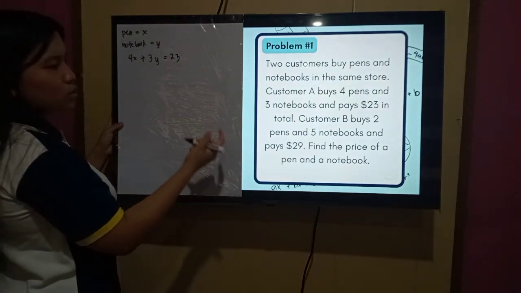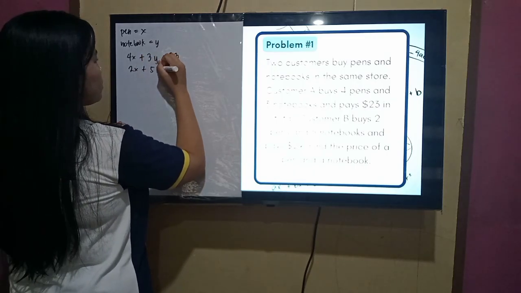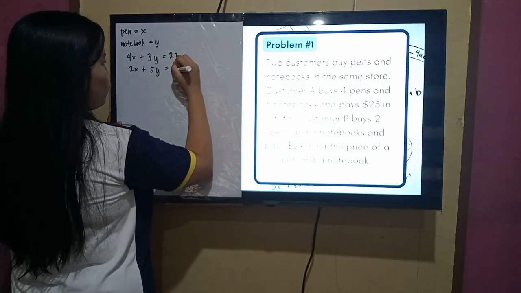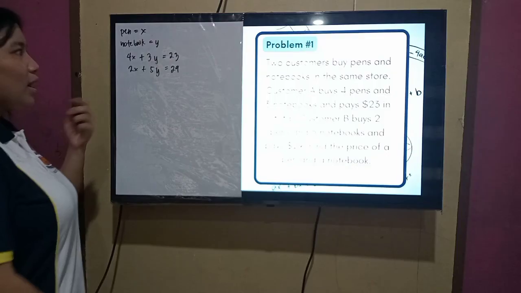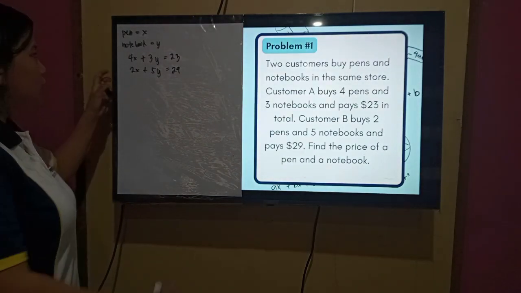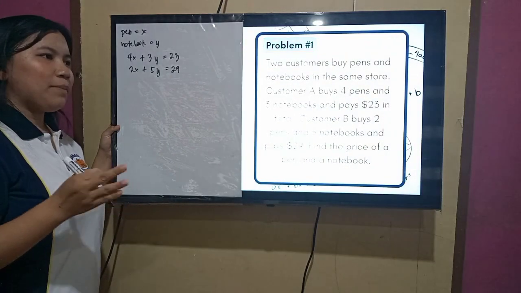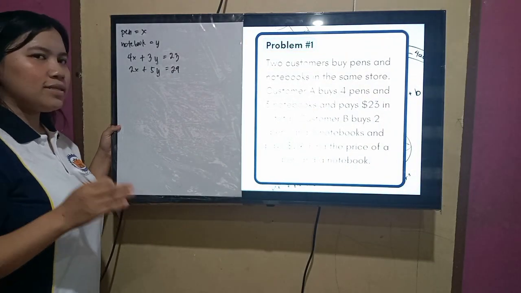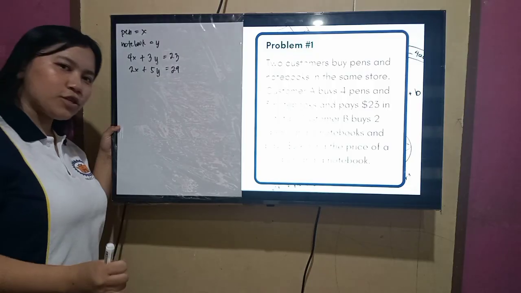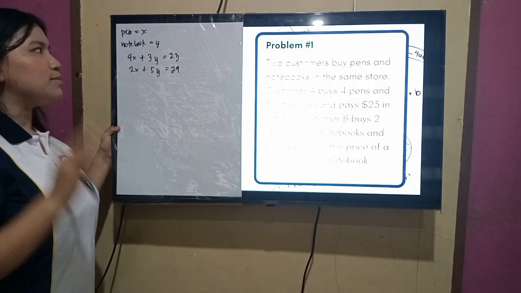So, the next one is we have 2 pens plus 5 notebooks equals $29, so 2x plus 5y equals 29. So, ang gagawin ko sa kanya ay substitution. Since meron tayong tatlong methods para ma-solve natin yung system of linear equations. We have elimination, substitution, and graphing. But for this one, ang gagamitin natin ay substitution.